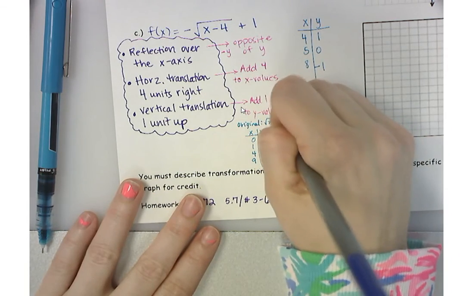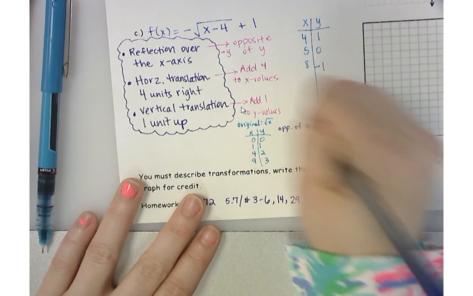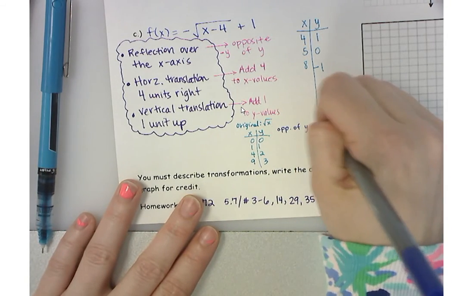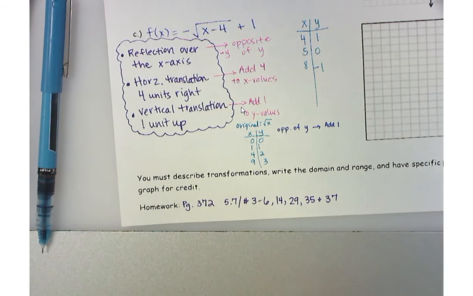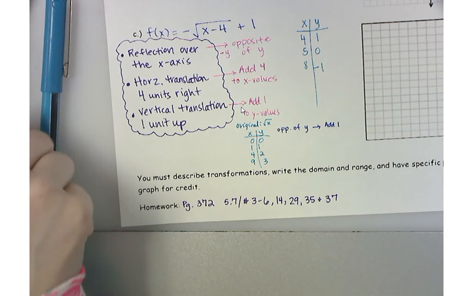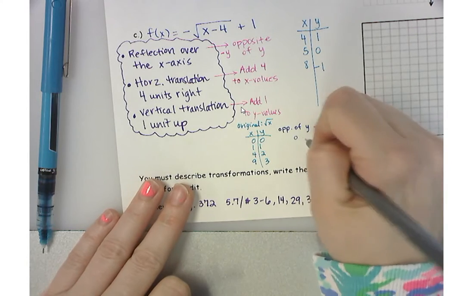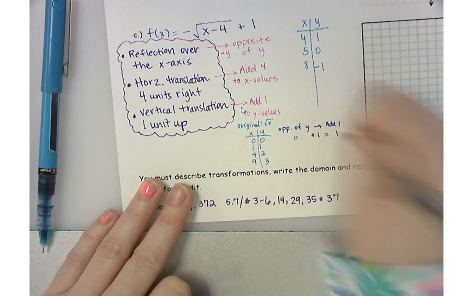Okay, to get the x values, all you'd have to do is what? Plug in numbers. And then if you use this, you would just add 4. So 0 plus 4 is 4. 1 plus 4 is 5. 4 plus 4 is 8. 9 plus 4 is 13.